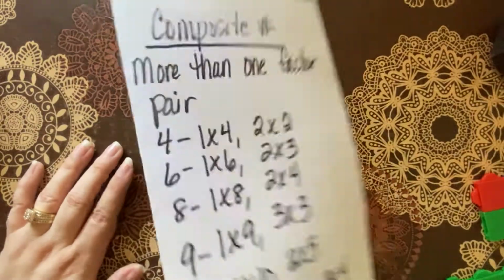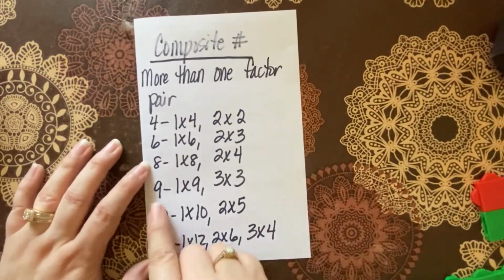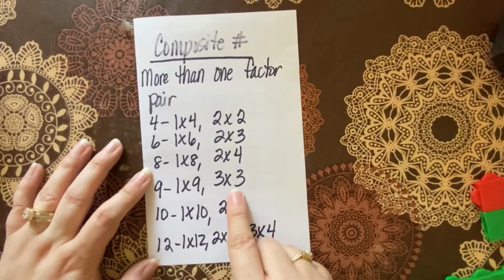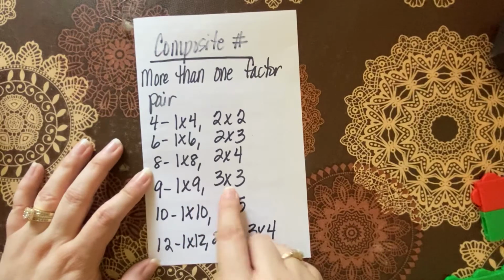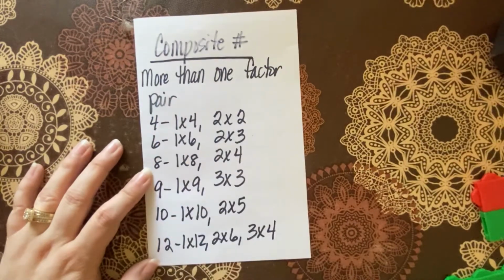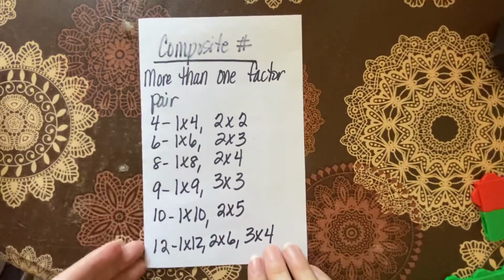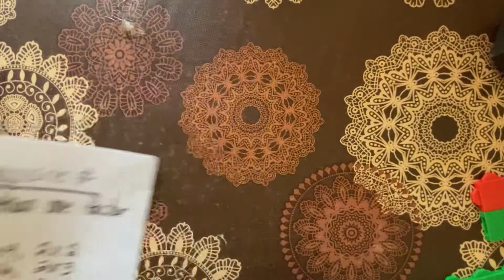So if I go back to this definition of composite number, look at this number 9. 9 is an odd number, but 9 has two factor pairs. Okay, so that's more than one, so it's a composite number. If I have the number 15, I don't have that on this list, but 15 can be made with 1 times 15 and 3 times 5. So therefore, 15 would be an odd number, but it would also be considered a composite number. So that's a breakdown of the vocabulary words.